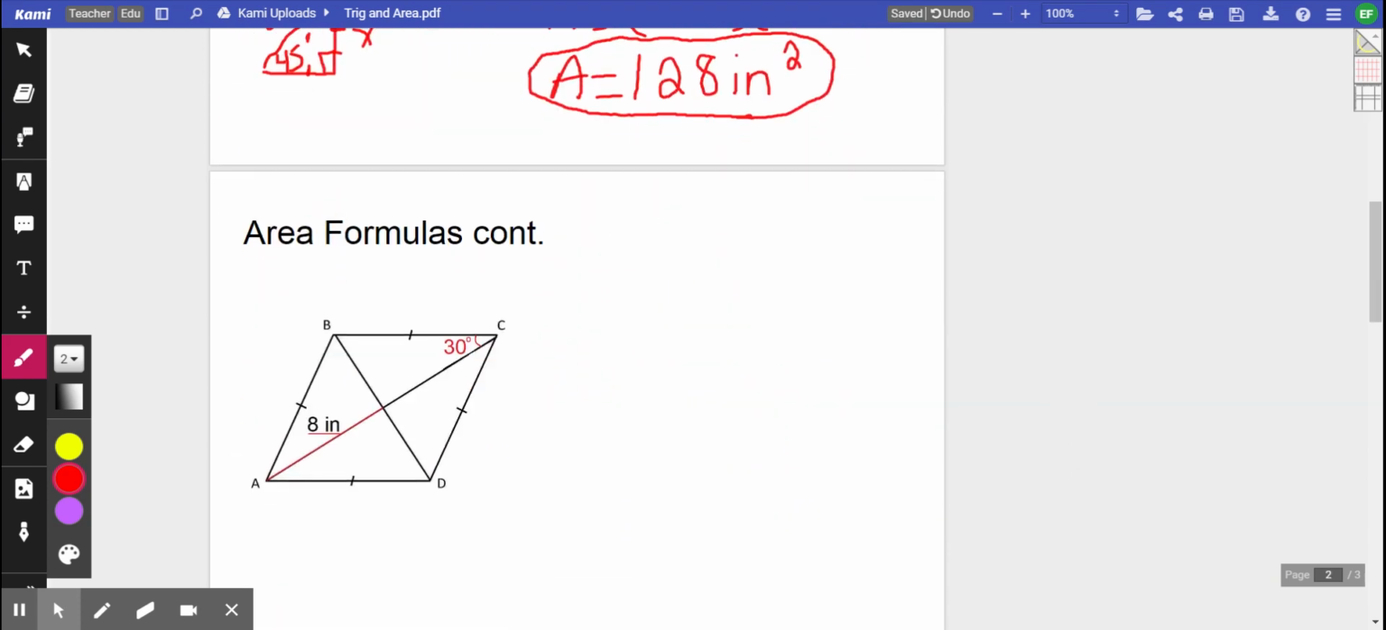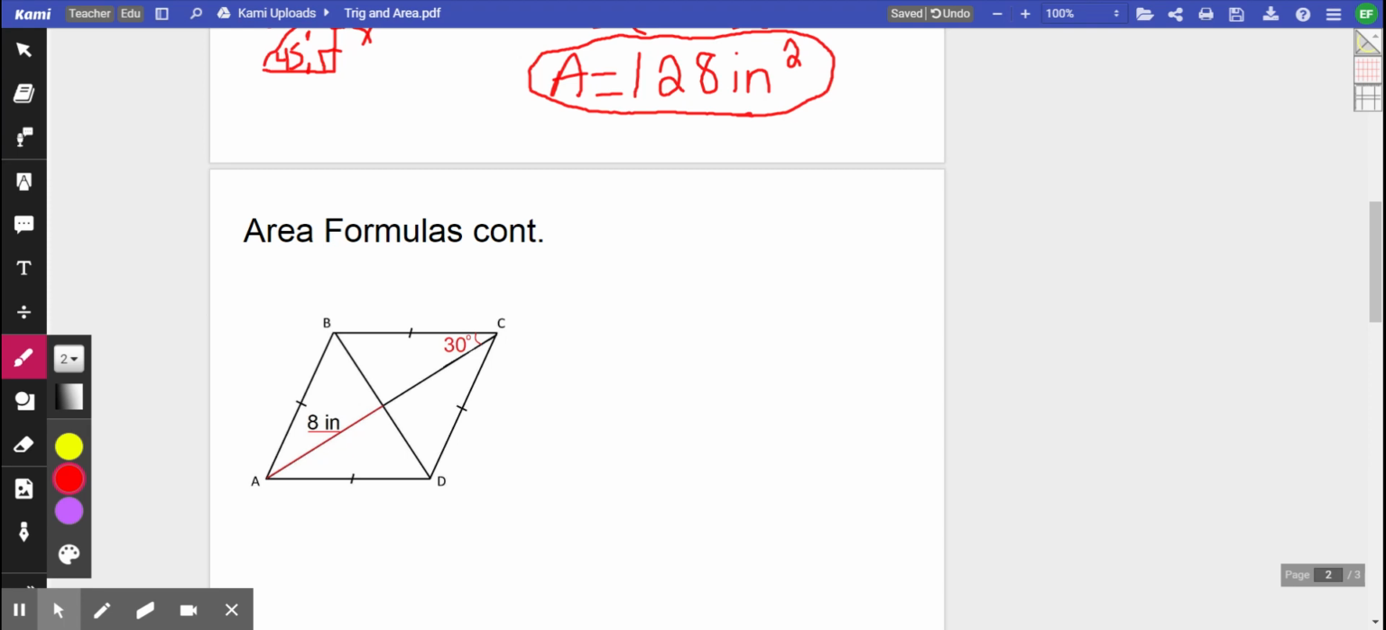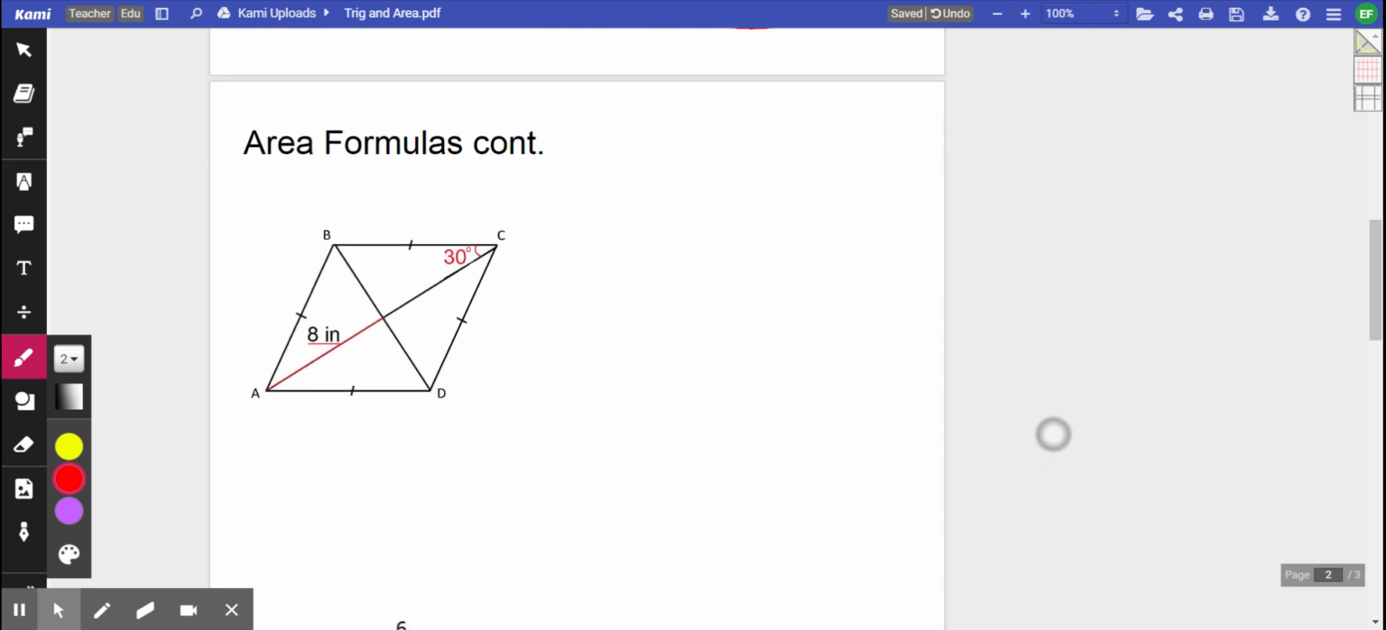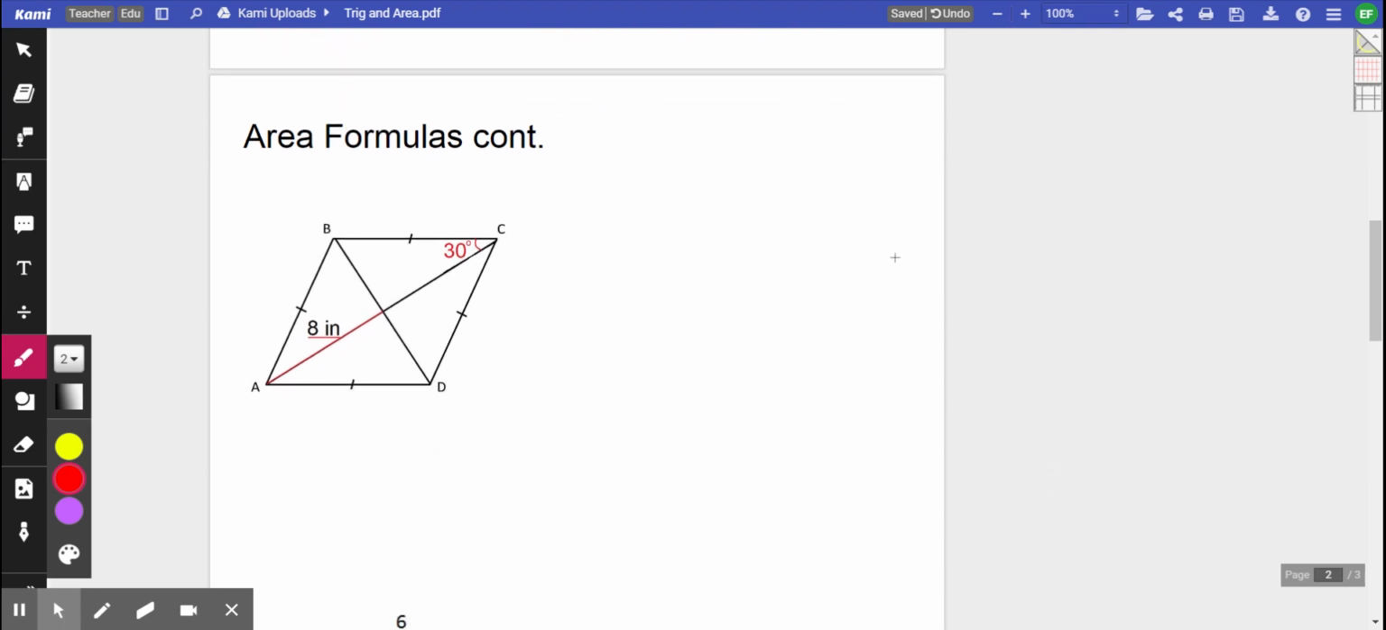All right, continuing with these area formulas. This next shape here is an example of a rhombus. So a rhombus has a couple of cool traits to it. One of it is that a square is considered to be a rhombus, and that's because all the sides are the same length around the edges. And also cool is that in a kite and in a rhombus, the diagonals always cross at a right angle.